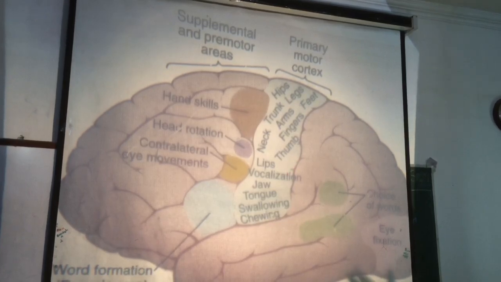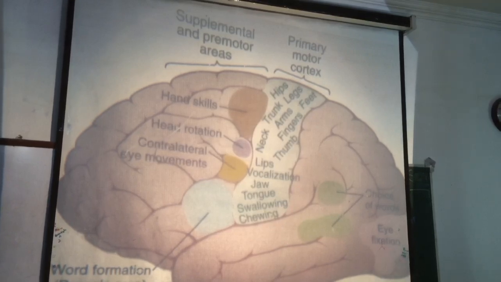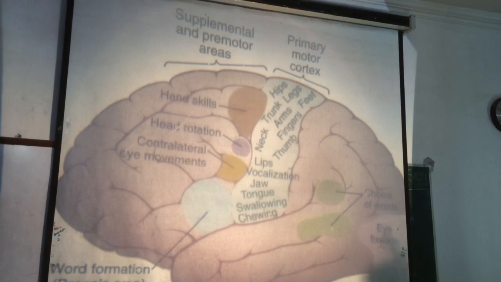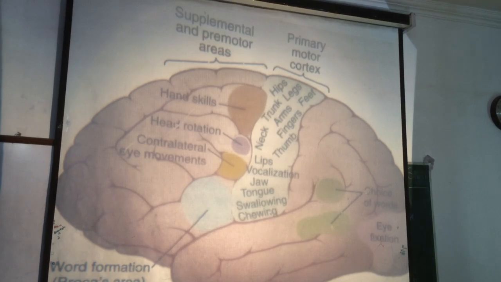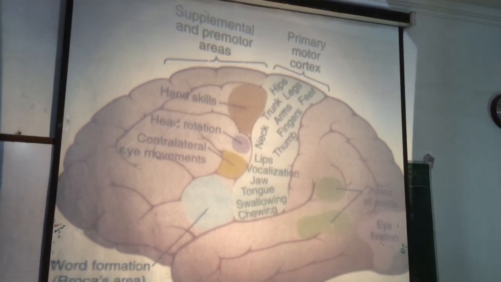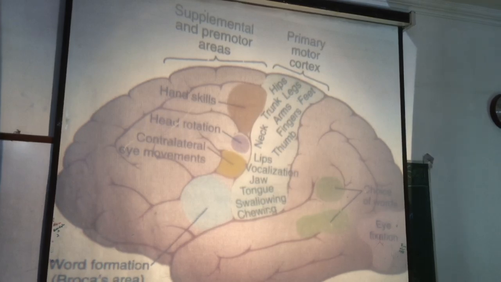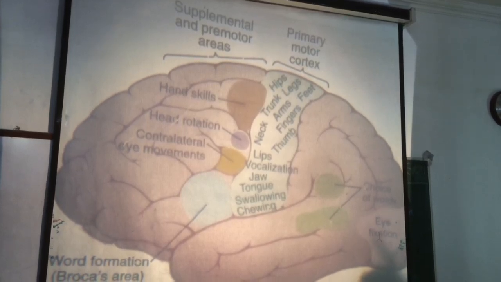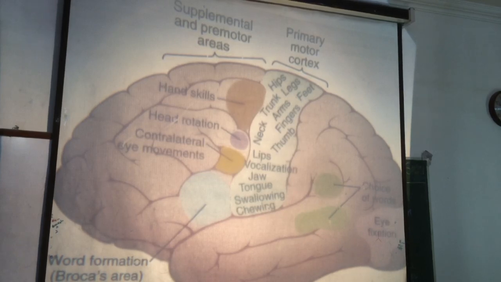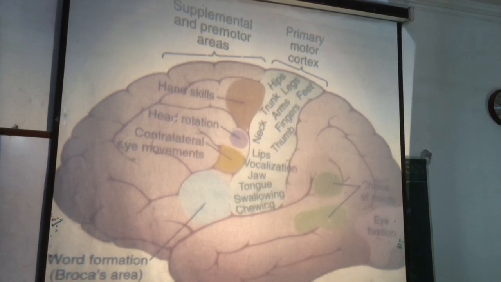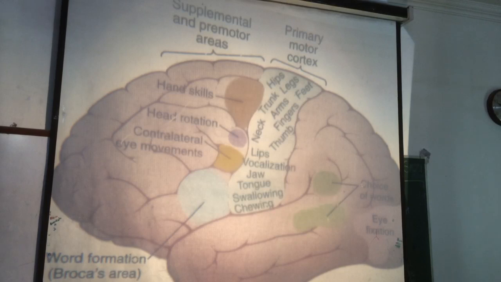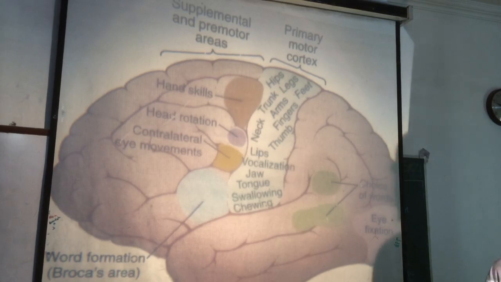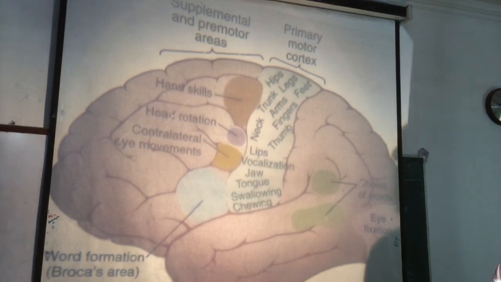This area is Brodmann's area 4. So Brodmann's area 4 is the primary motor area. In the primary motor area, the cerebral cortex is agranular. It means pyramidal layers are well developed and granular layers are poorly developed.